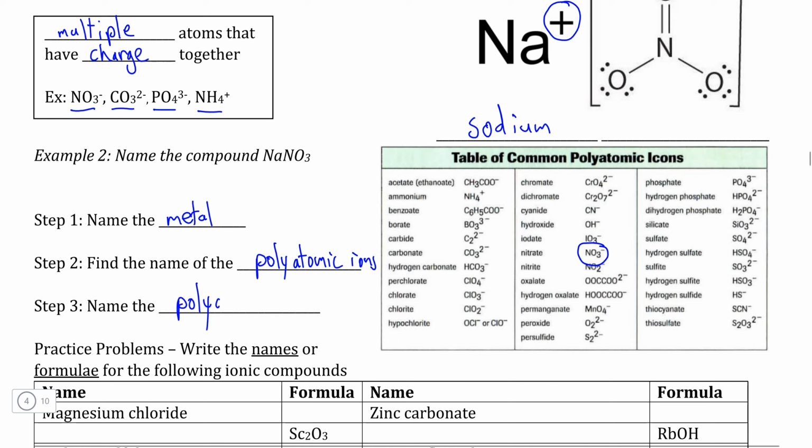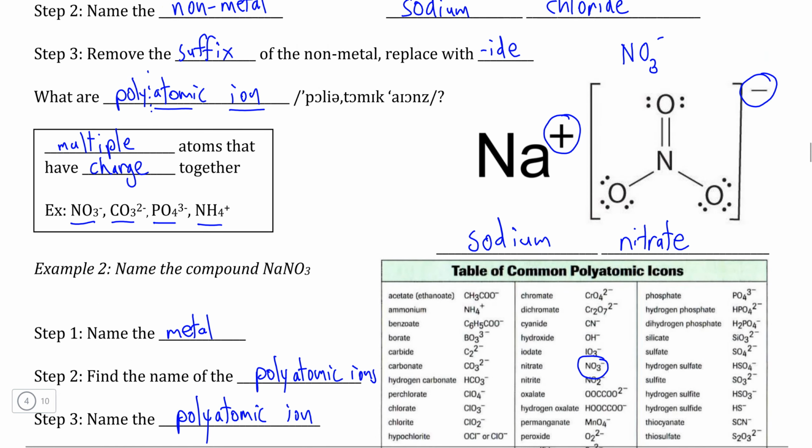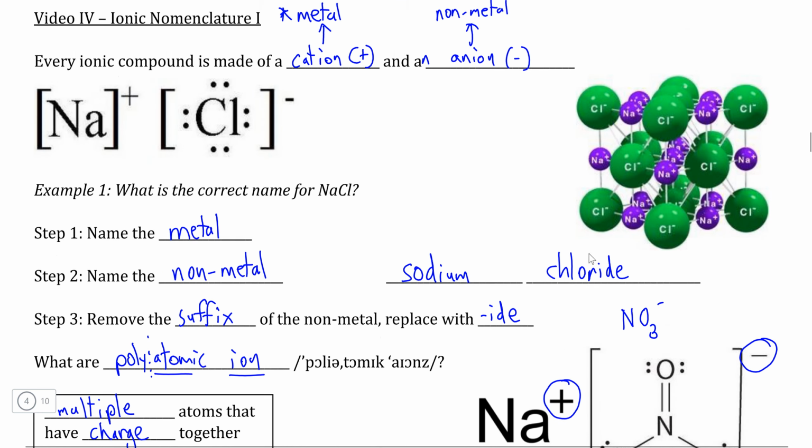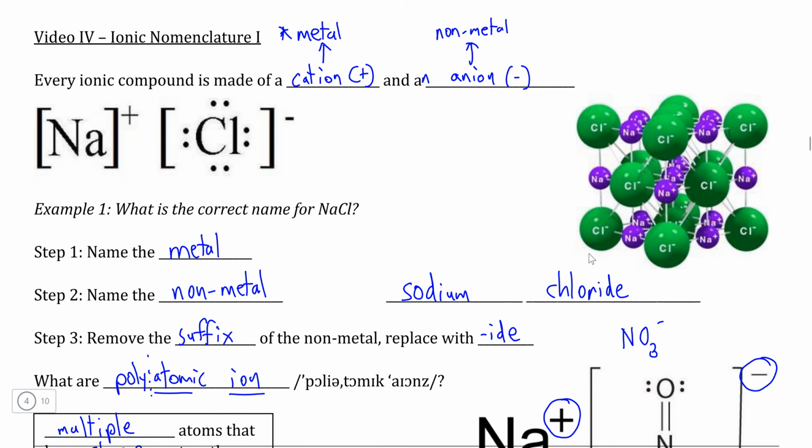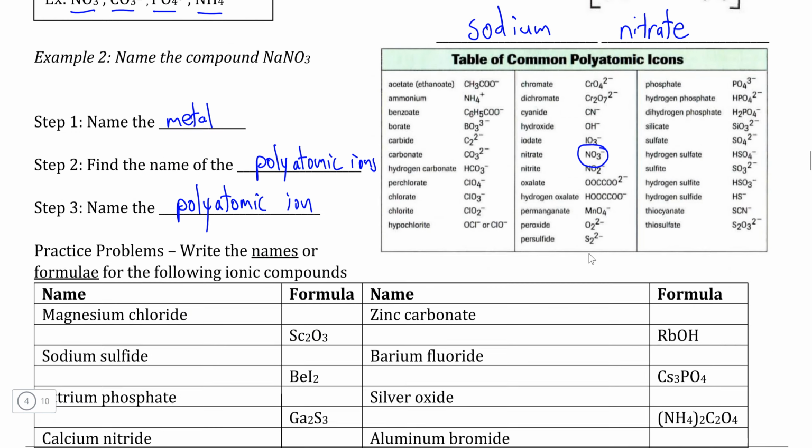And then once we write the name of the polyatomic ion, we are actually done, and we don't need to modify the name of this compound at all. When sodium and nitrate are put together, the compound that it makes is simply called sodium nitrate. This concludes the first half of the naming rules of ionic compounds.